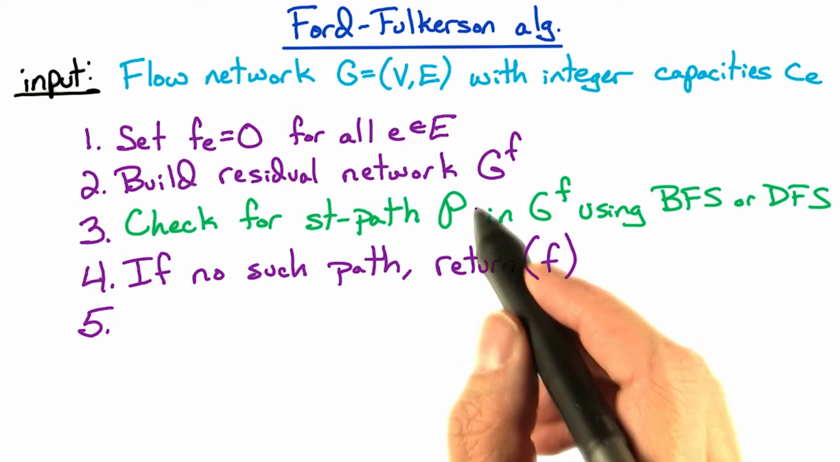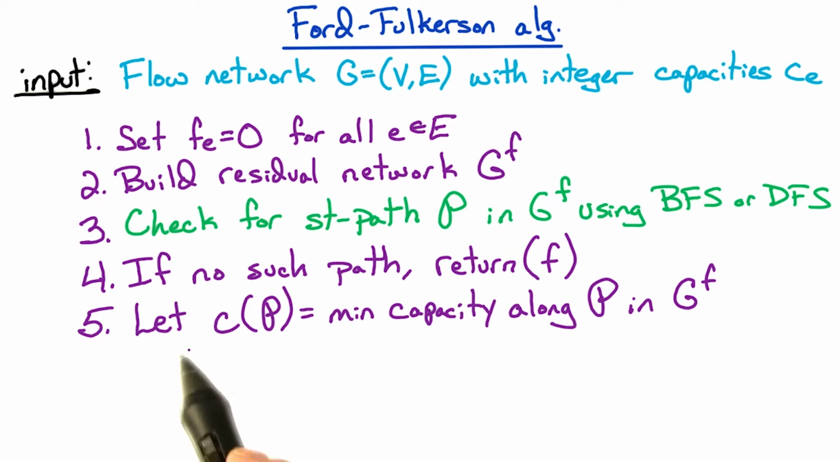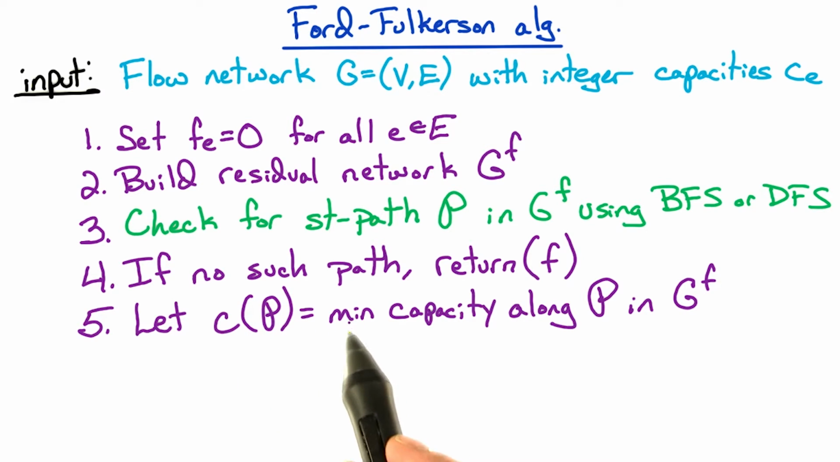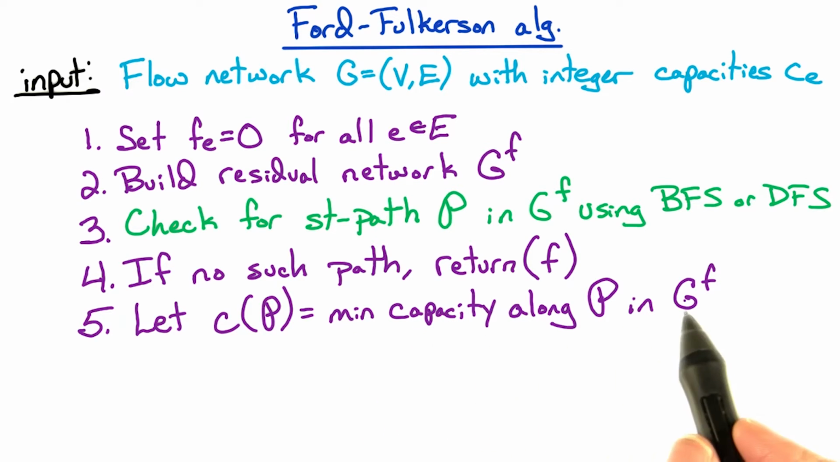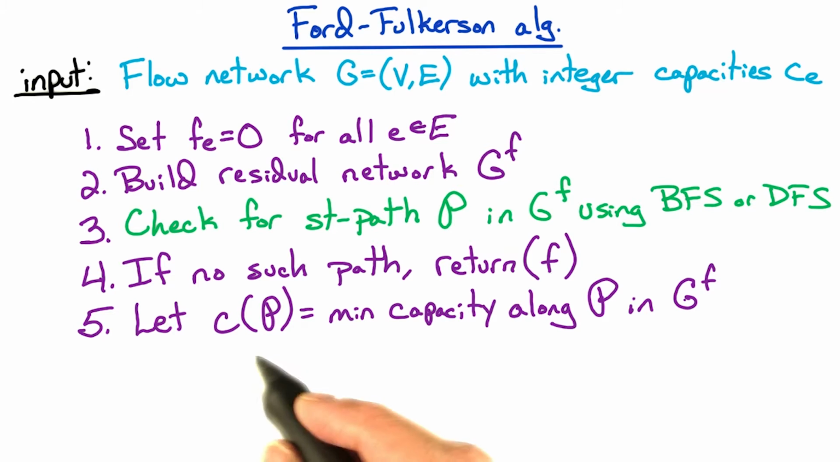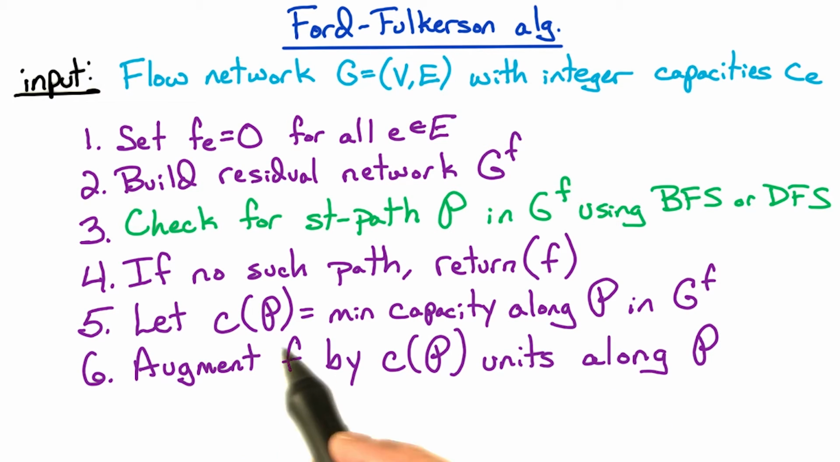Now if there is such a path, then we want to augment along this path as much as possible. Therefore, we let C of P be the capacity of this path. More specifically, it's the minimum over the edges of this path of the capacity of these edges in the residual network. This is the maximum amount that we can augment this path. Finally, we augment the current flow by C of P units along this path.